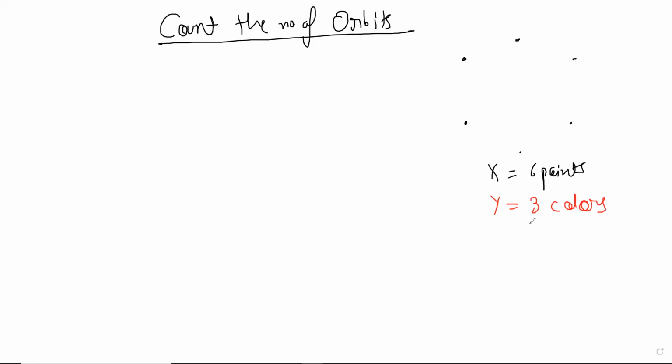Yeah. Number of configurations. So this will be, I should say, the gross set of configurations, is basically Y to the power X, right?